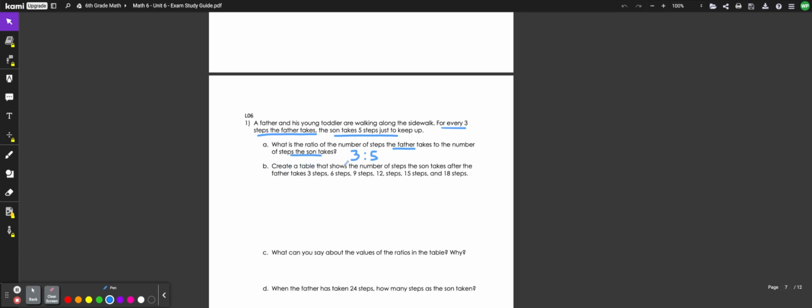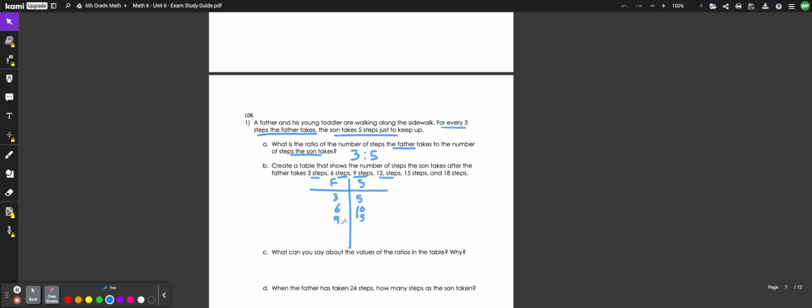Now, create a table that shows the number of steps the son takes after the father takes 3, 6, 9, 12, 15, and 18. So we have our father, we have the son. If the father takes 3 steps, the son is 5. If the father takes 6 steps, twice as many, the son would be 10. If the father takes 9 steps, the son would be 15.